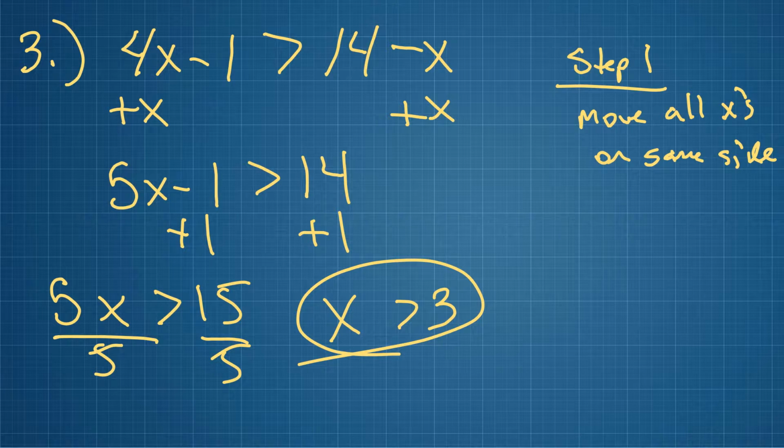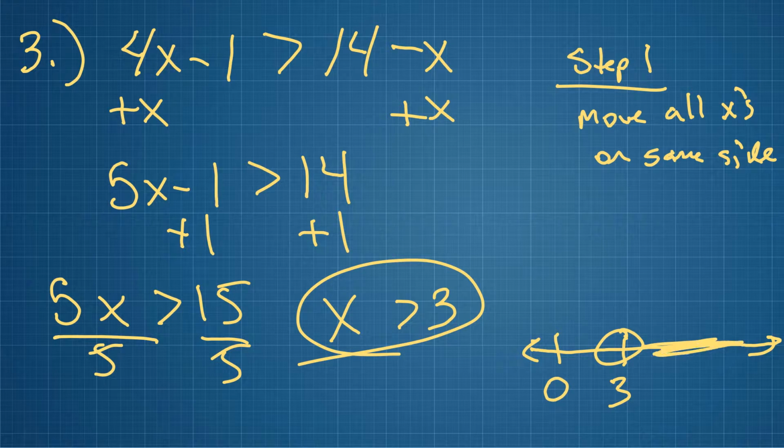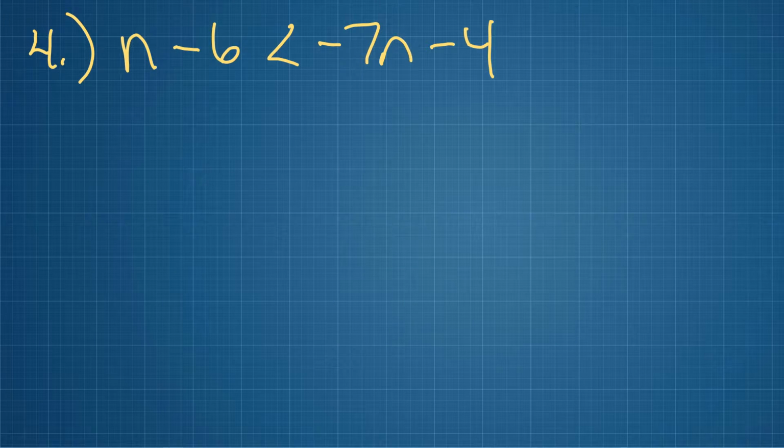I make my number line. I'm going to put 3 on my number line. I'll put 0 on there too, just because I like to put 0 on there. It's an open circle, and I shade to the right. And that's it.